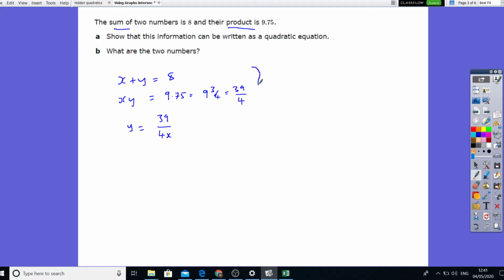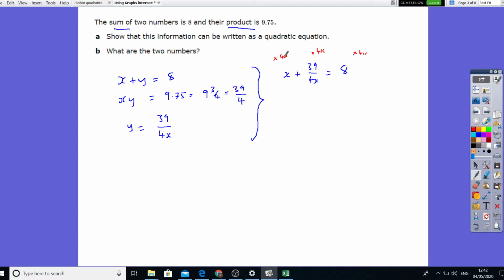So now, what does that enable me to do? That enables me to sub this value in for y here. y can be exchanged for 39 over 4x. So that's what I'm going to do. I'm going to put x plus, instead of y, 39 over 4x, and that's going to equal 8. Now I'm going to multiply everything by 4x, just because I want to get rid of the denominator, get rid of the fraction.